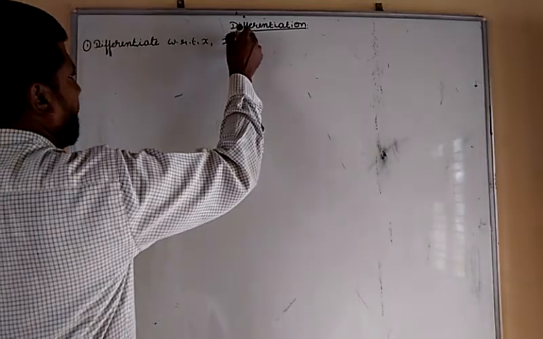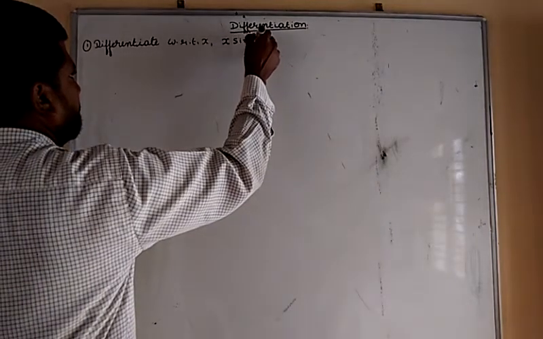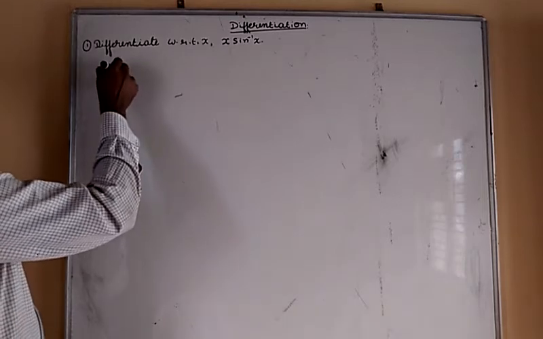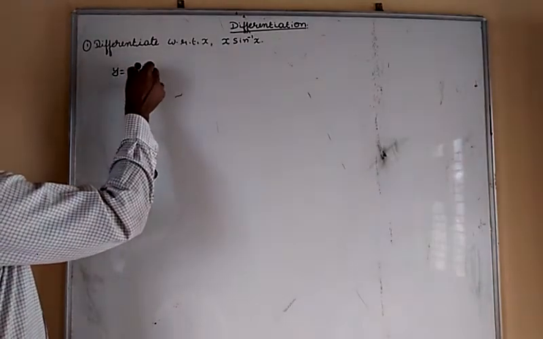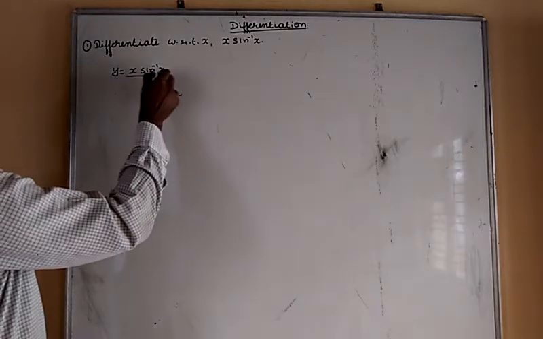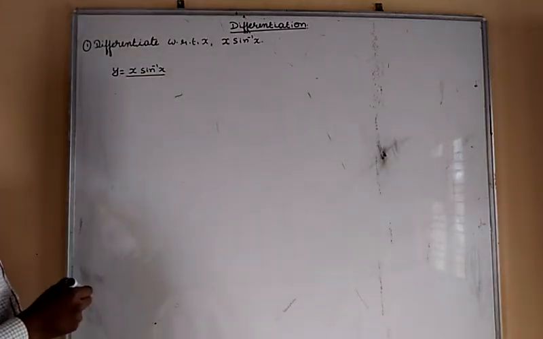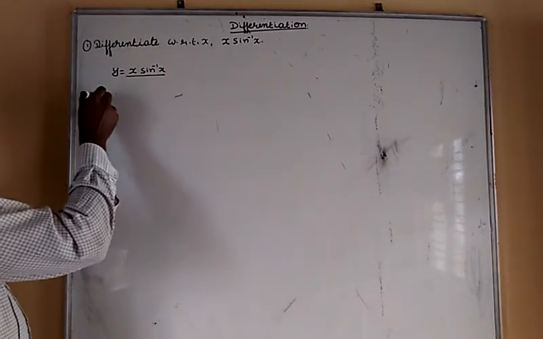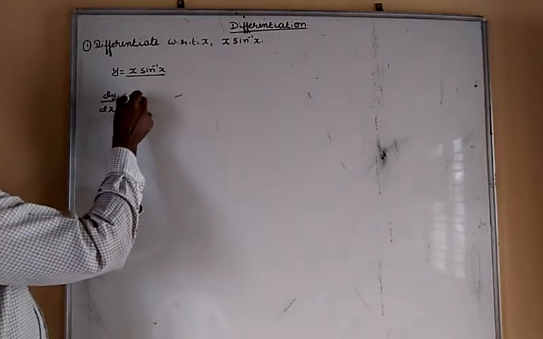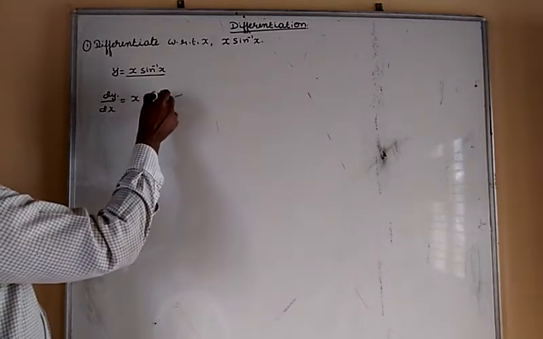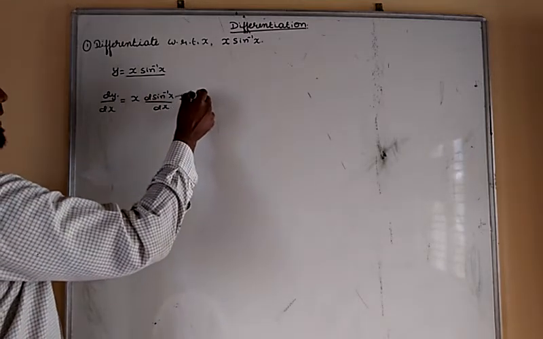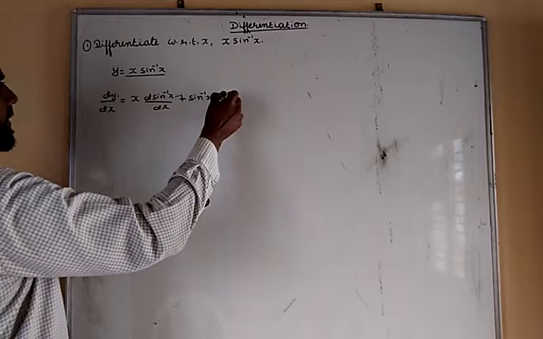So x sine inverse x. Let us take the function y is equal to x sine inverse x. So in between the function there is no sign, then it is a product rule. So let us apply the formula here. Differentiation of y with respect to x is equal to first function differentiation of second function plus second function differentiation of first function.